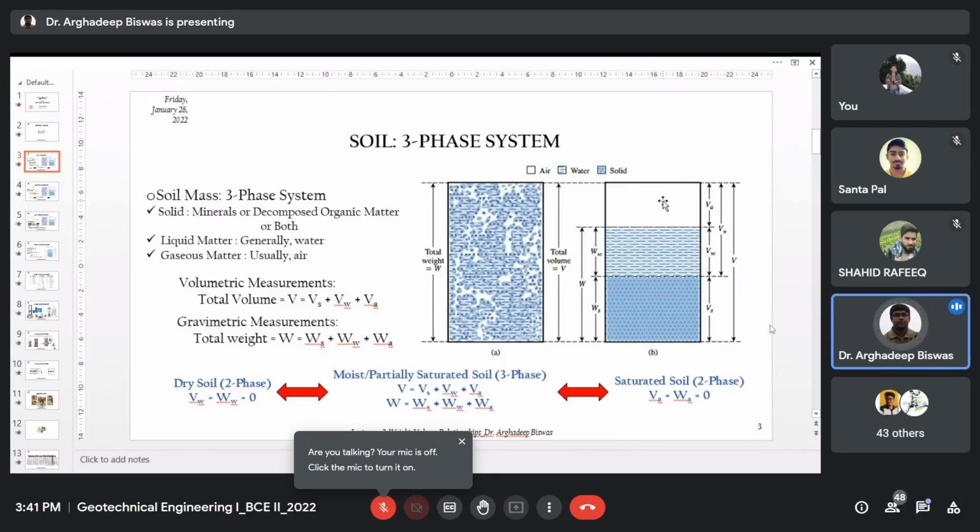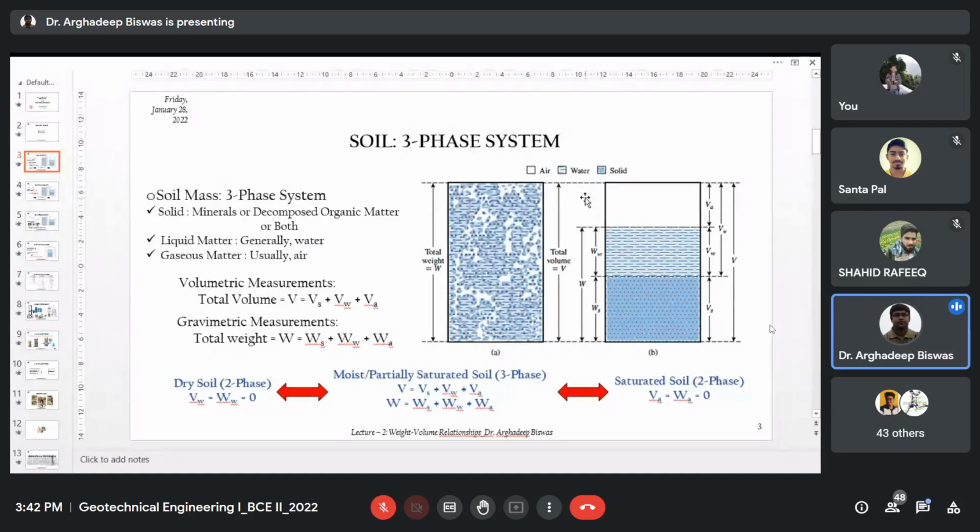So the top part corresponds to air, and its volume is given as VA. The air mass can be taken as 0, therefore the weight of air is given as 0. So WA: W signifies weight and the suffix A signifies air, right? Here V signifies the volume, and suffix A signifies air. So it is the volume of air, and the mass of air is 0.